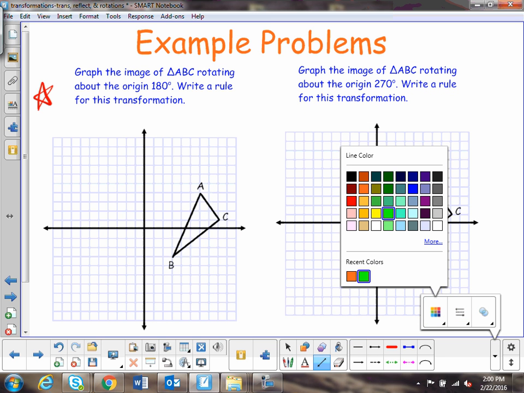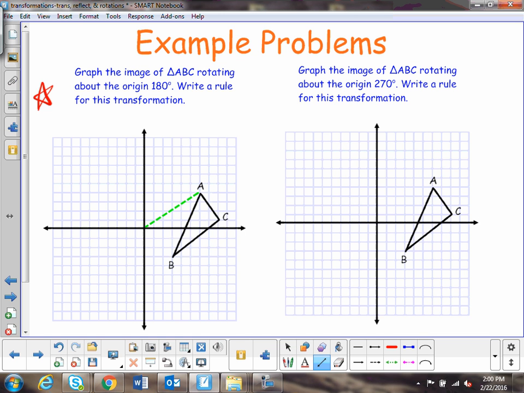So think about it. If I'm going to do A, there it is. How many units is the same as the other one? What was it at? 6, 4? Right? So think about it. Keep it the same. 6, 4. That's a straight line.